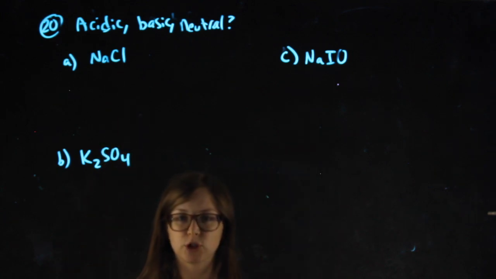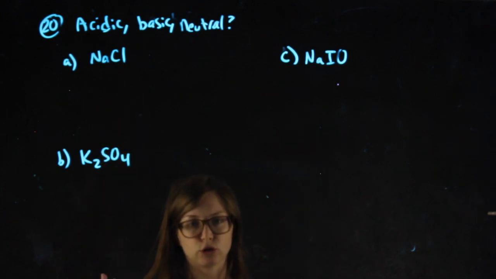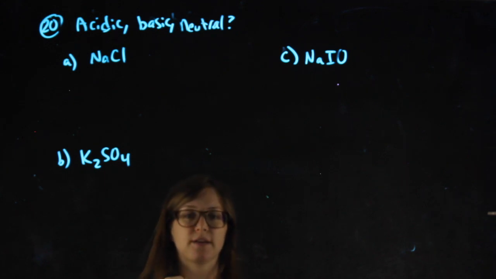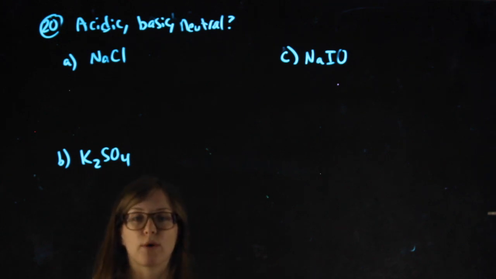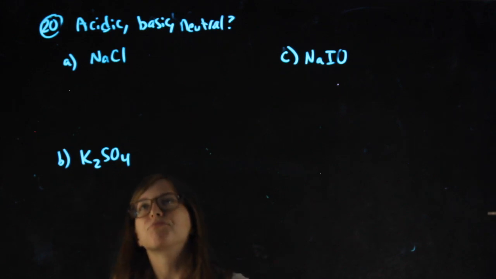These are all salts that we're trying to figure out if they're acidic, basic, or neutral. First step, dissociate the salts. Then we will test our ions that we get from that dissociation against water to see what would happen. Do they react with water to create something acidic, basic, or not?